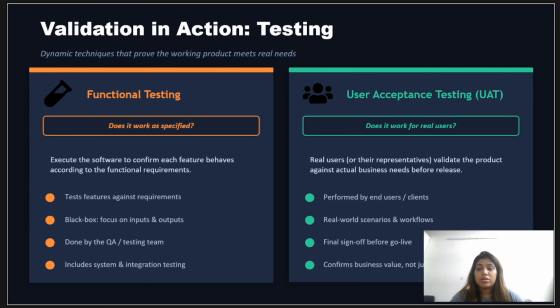So, validation shows up as dynamic testing, actually running the software. Now, we'll look at two key examples here: functional testing and user acceptance testing. Functional testing is the workhorse of QA. We execute the application and check that all the features are doing what the functional requirements say, what it is intended to do. Click the button, does the right thing happen? Submit the form, is the data saved correctly? It's typically black box testing. We care about inputs and outputs and not what is happening internally in the code. This is generally done by the QA team and includes integration and system testing.